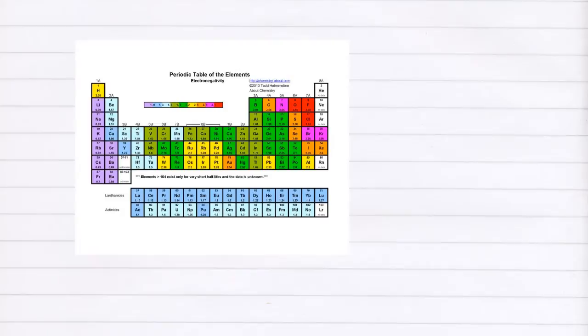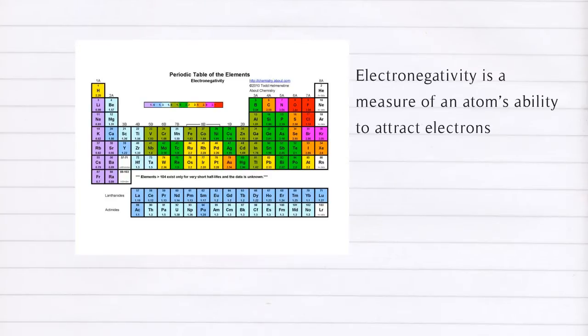When bonding between two atoms, it is very rare to find a purely ionic or purely covalent bond, and this is because it usually falls somewhere in between the two, depending on how strongly the atoms of each element attract electrons. Electronegativity is the measure of an atom's ability to attract electrons.